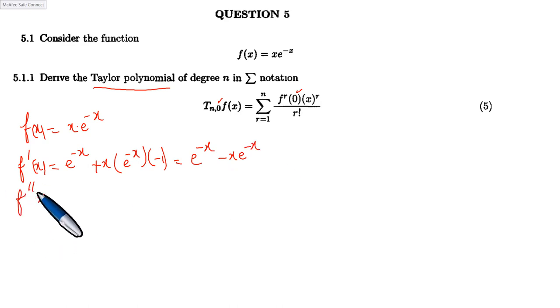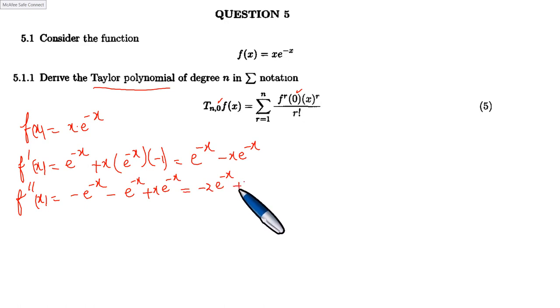The second derivative is minus e to the minus x, minus e to the minus x, plus x e to the minus x.